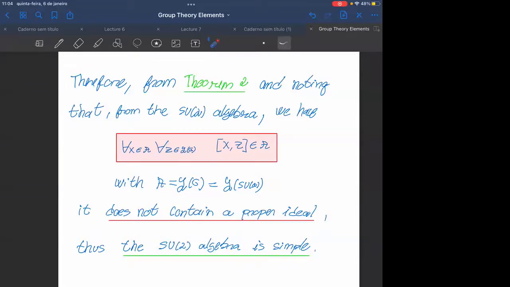But for SU2, what we can have for X and Z is only the Pauli matrices. And this makes A equal to LG, which is in fact L, the algebra that generates SU2. And because of the definition below theorem 2, we can say that the SU2 algebra does not contain a proper ideal, and therefore it's a simple algebra. Is it now clearer, Fernando?